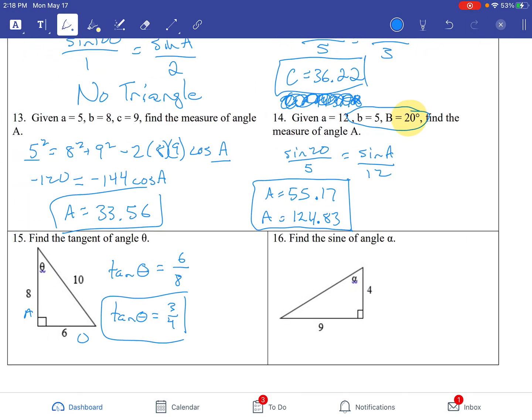All right, last one, 16. It wants to find the sine of angle alpha. Now in this case, to find the sine, we need to find the hypotenuse, which means we need to use the Pythagorean theorem. So I'm going to say that's h. So h squared is equal to 9 squared plus 4 squared. So 9 squared is 81 plus 4 squared is 16, which gives us 97. So h is going to be equal to the square root of 97. Okay, so if we want to find the sine of that, we're doing the opposite. Opposite is 9 over the square root of 97.